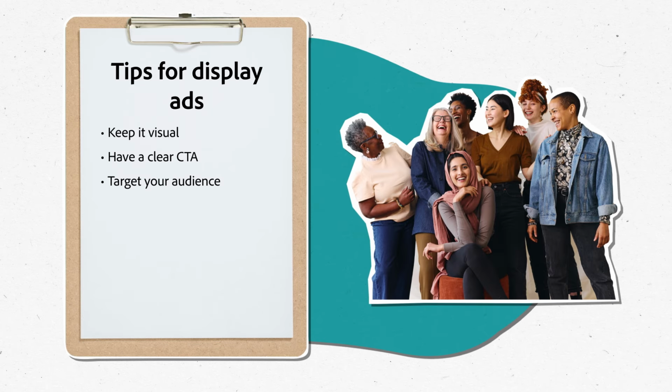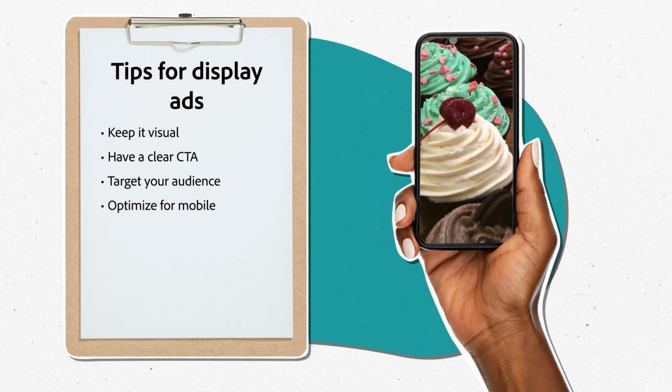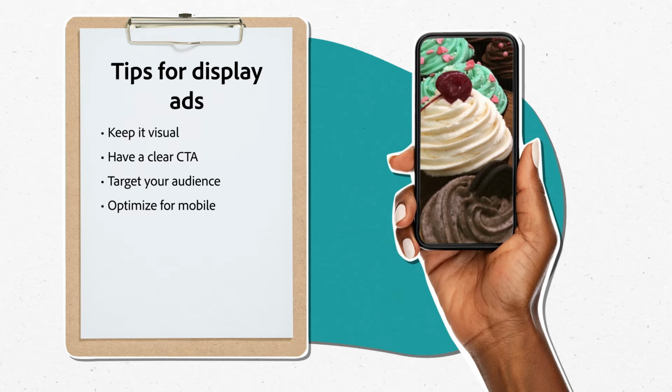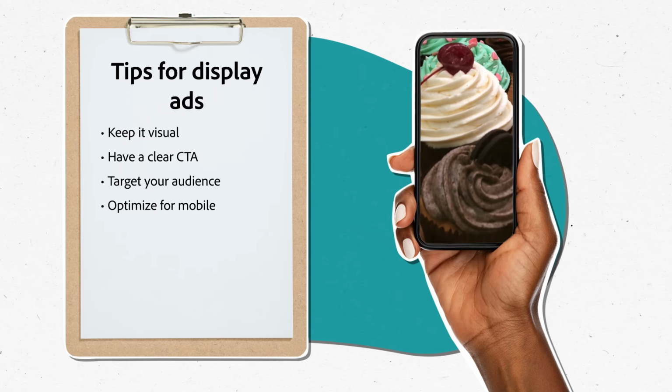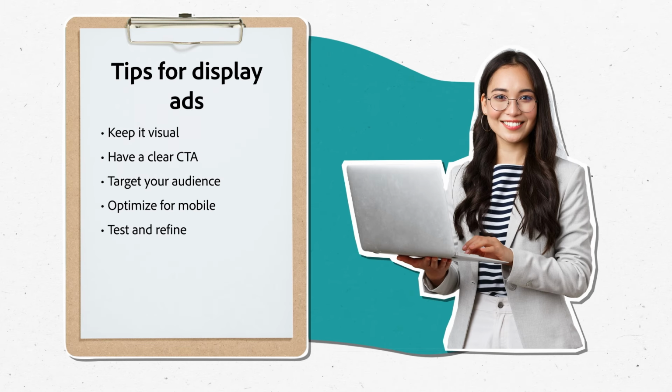Target your audience. Use demographic, behavioral, and interest-based targeting. Show your ads to the right people. For example, if you're promoting travel packages, target users interested in adventure or vacation planning. Optimize for mobile. More users are browsing on their phones, so make sure your ads look great on smaller screens. Test and refine. Run A/B tests to compare different versions of your ad. Ask yourself which visuals, copy, or CTAs perform better. Use the results to optimize your campaign.